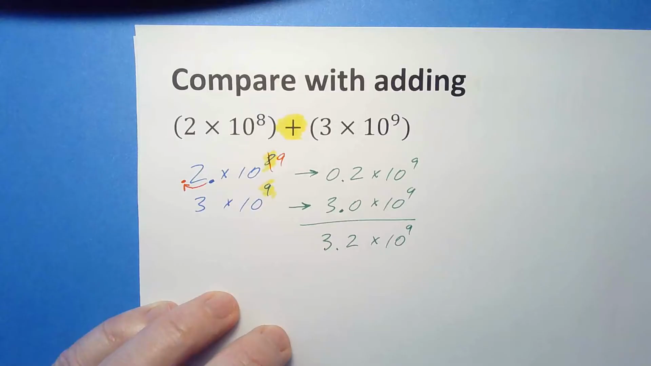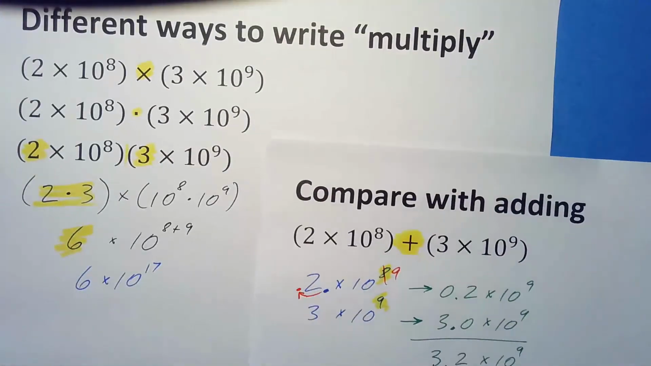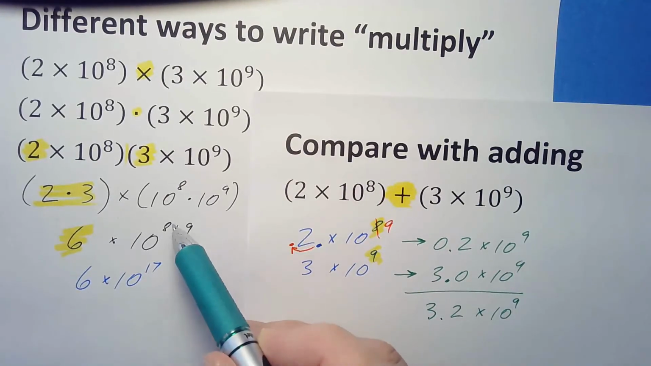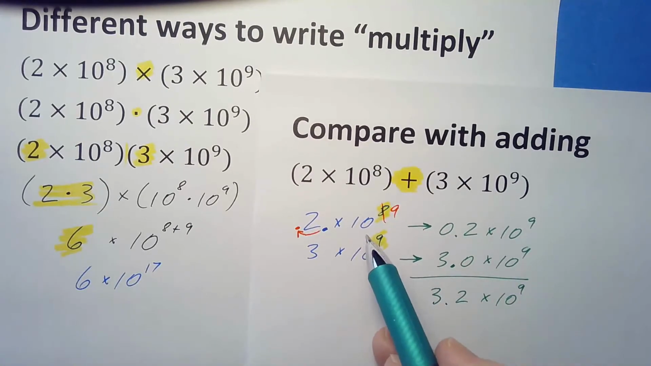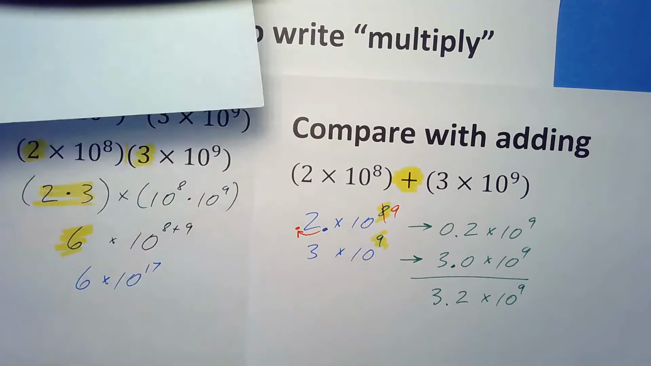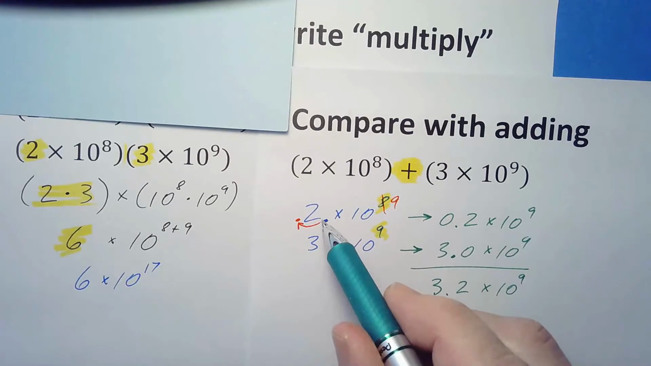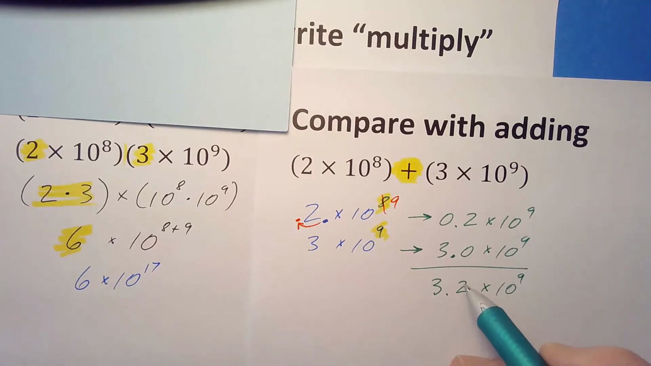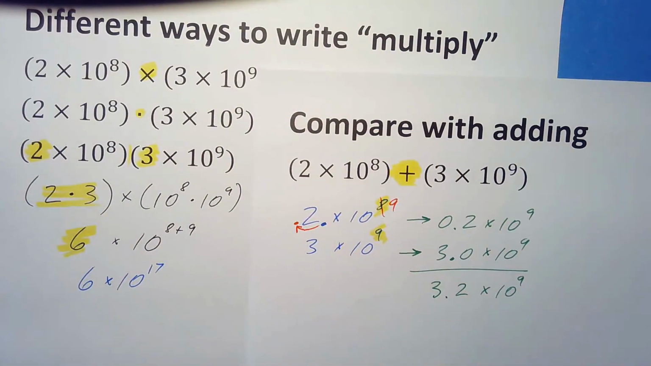But let's look at this and quickly compare how different that was. When I was multiplying, I didn't care that these exponents were different. It just doesn't matter. But here, when I'm adding, it's really critical that they be the same, because they've got to be the same thing. 0.2 billion plus 3 billion, well, 0.2 plus 3 is 3.2 billion. It makes sense. Just wanted to make sure that's super clear so we don't get confused going forward.